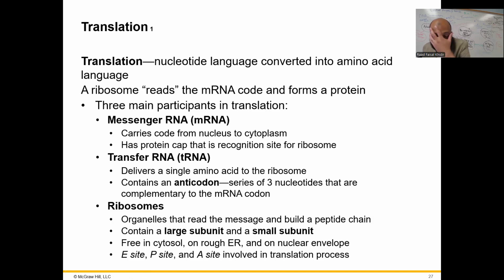Ribosomes. Ribosomes are organelles that read the message and build a peptide chain. They contain a large subunit and a small subunit. They are found free in the cytosol, on the rough endoplasmic reticulum, and on the nuclear envelope.